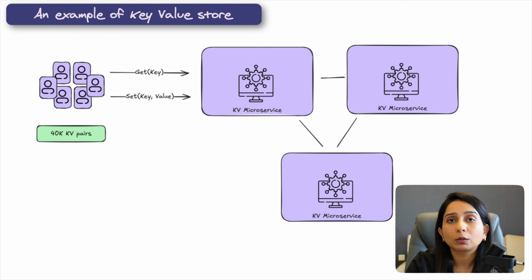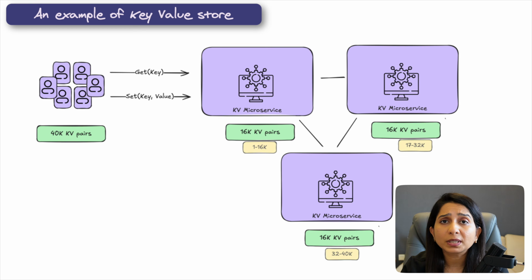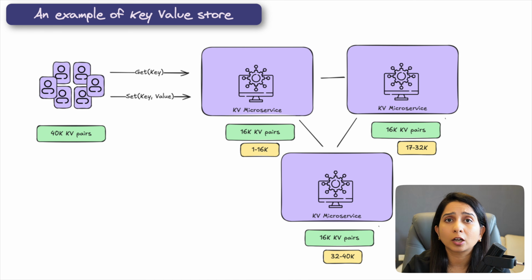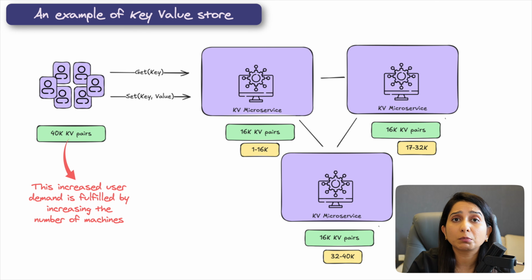Instead of having just one machine to handle all this, you can bring in multiple machines. Let's say you bring in 3 different machines, and each machine has the capacity to store 16,000 key value pairs. You can store those 16K pairs in every machine, which will basically allow you to store your 40,000 key value pairs, right? So instead of one machine storing 16,000 key value pairs, you now have 3 machines and you can very easily store your 40,000 key value pairs. So you still meet the demands of your users, right? This is how you go forward.